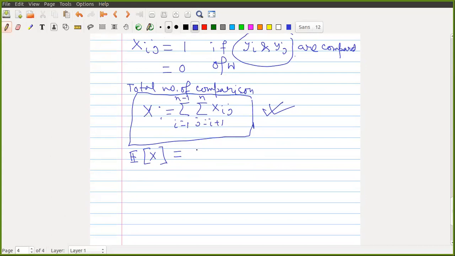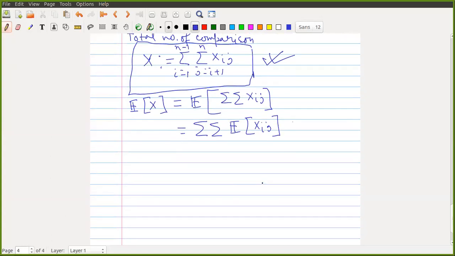So E of X is E of the sum of this thing. And because of linearity of expectation, it will be the sum of E of X_ij. This is okay? Because of linearity of expectation, we have to find E of X_ij.